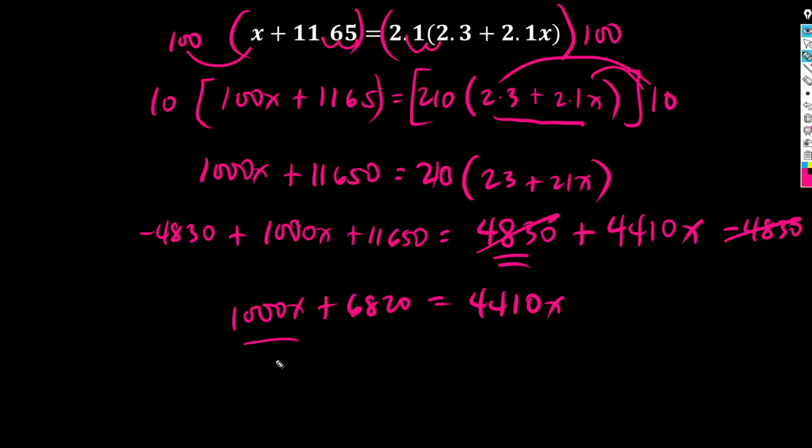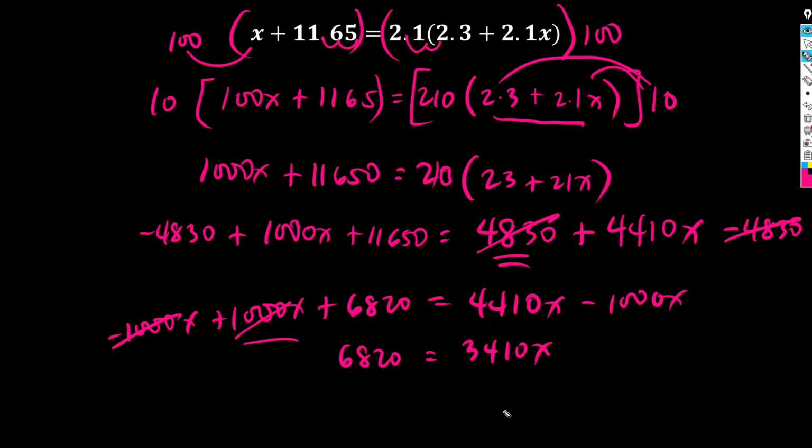Then what? Tanggalin natin itong 1,000x. Minus 1,000x sa kaliwa. Minus 1,000x sa kanan. Tanggal yan sa kaliwa. This is 6,820 on the left. And a 3,410x on the right. Tama? And then what? We divide both sides by 3,410.